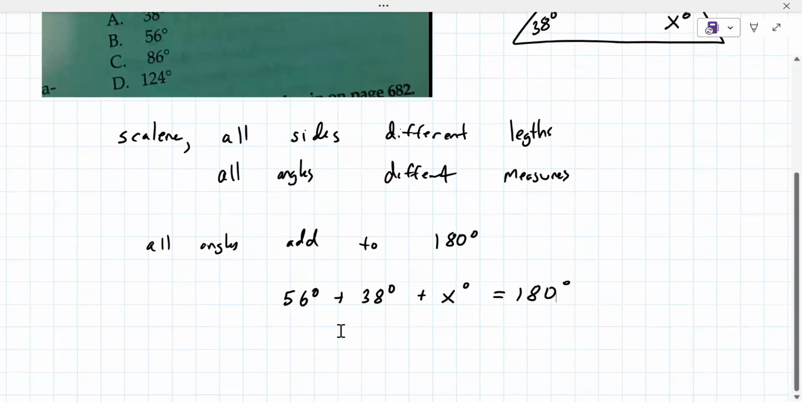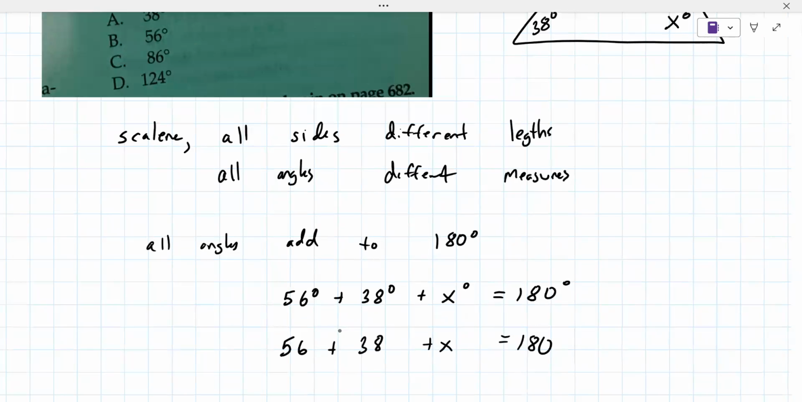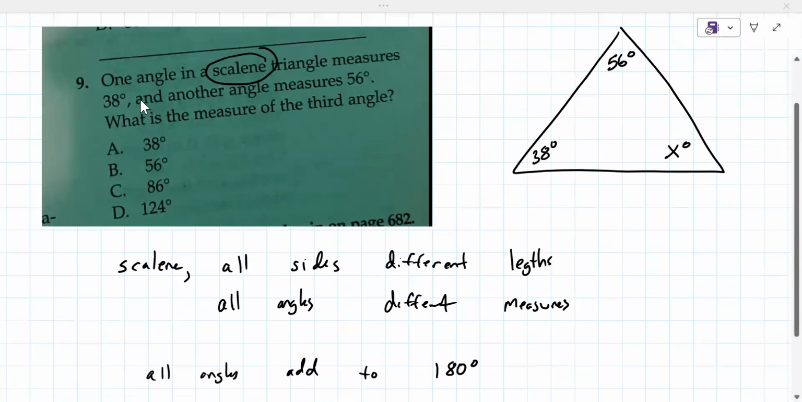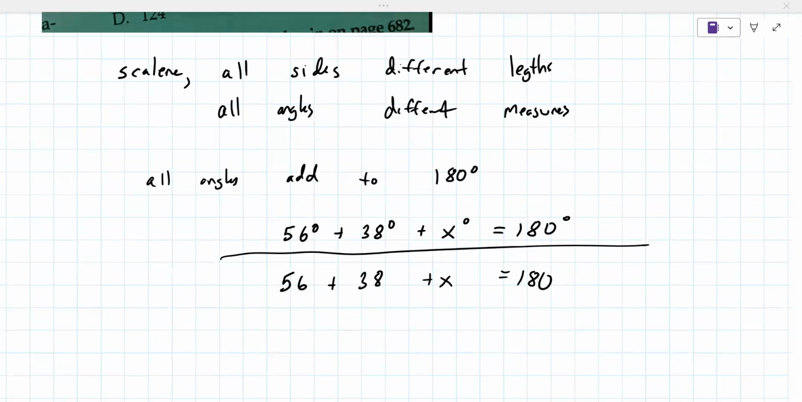Disregard the angles, we just write the number 56 plus 38 plus x equals 180. Okay, this is now an equation like the ones we've been solving. We've solved problems like this already in the last 2-3 sessions. So the setup here is you have some sort of problem and you draw a picture and then you get it down to an equation, and we'll do some more like this.